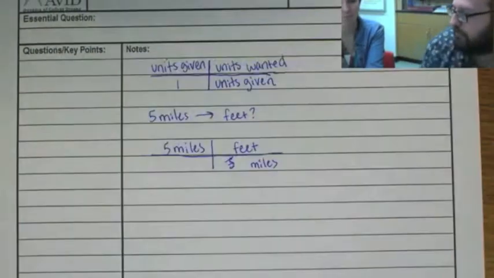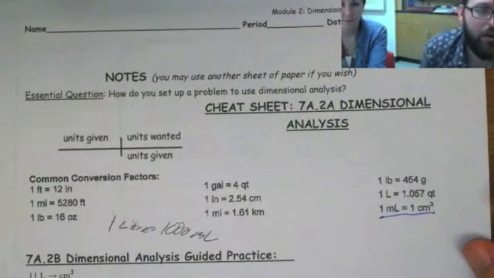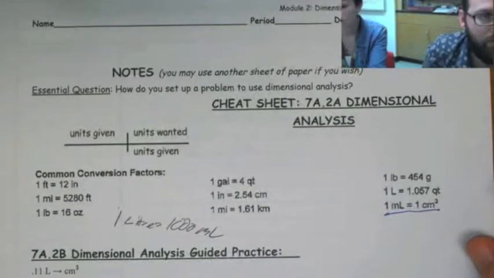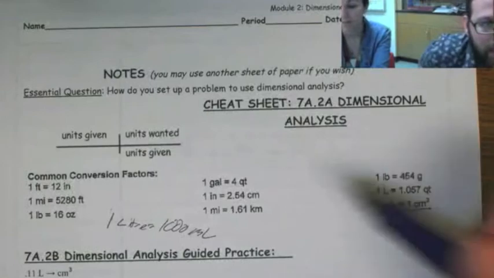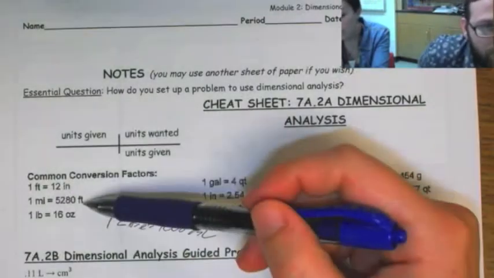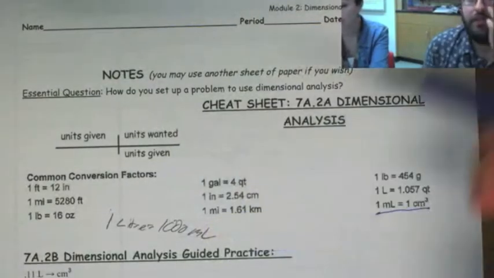So if you look in your packet, you've got a list of conversion factors here. I'm going to look up here, and I'm looking for something with feet and miles. Now look right there on the left, I see 1 mile is equal to 5,280 feet. Oh wow, that's a huge number.